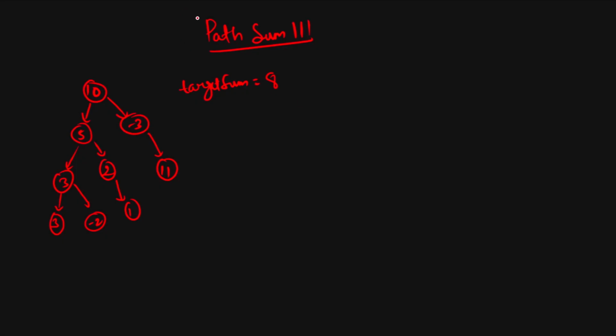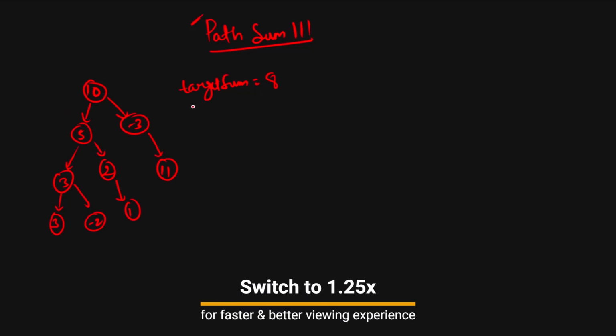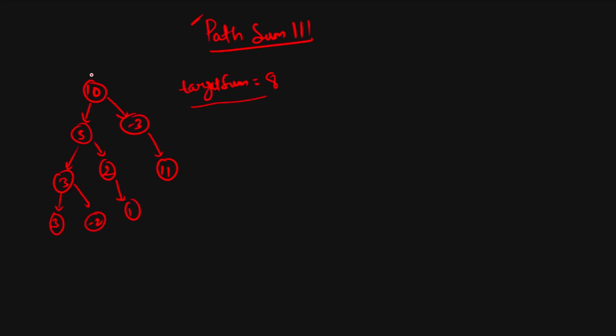Hello everyone, today we are going to solve the Path Sum 3 problem. In this problem, we are given the root of a binary tree and a target sum, and we have to find all the paths such that the sum of node values in that path gives our target sum. So now let's understand with an example first.